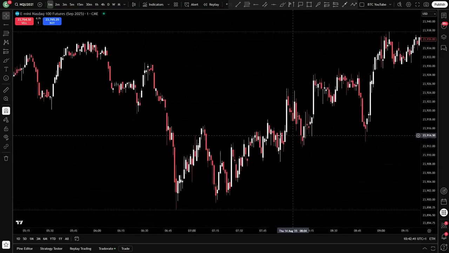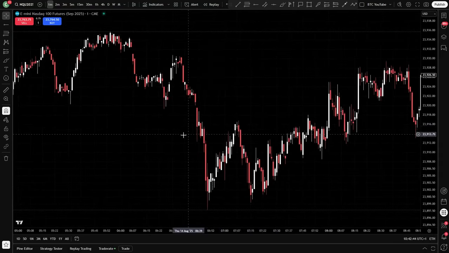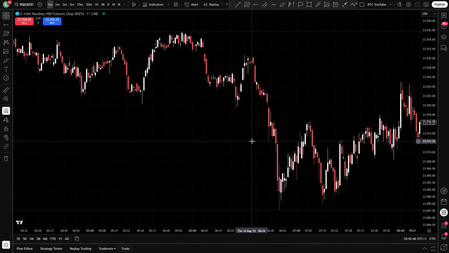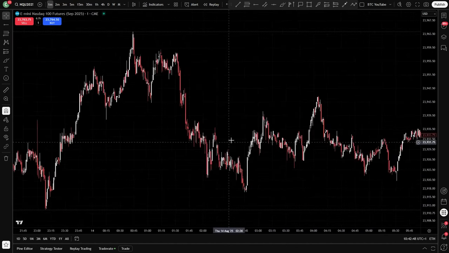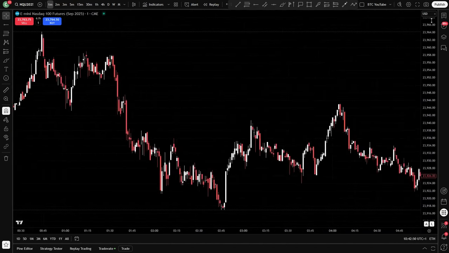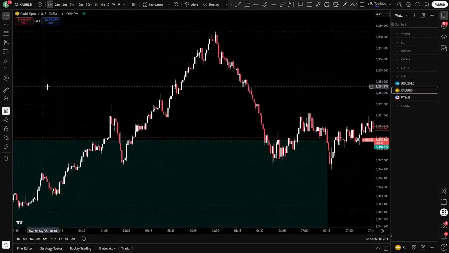But overall, last week was a bit of a weird one, but you can clearly see the idea, guys. There's a lot of potential trades all the time with this strategy. I do urge you to go check it out. And also you can trade gold with this as well.